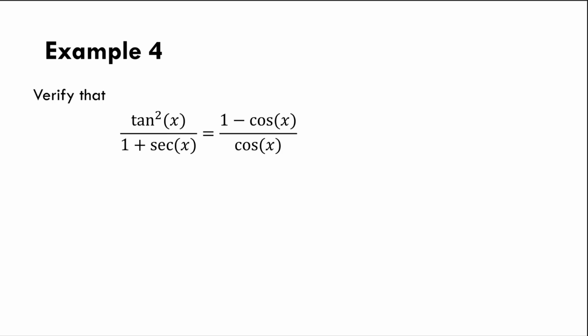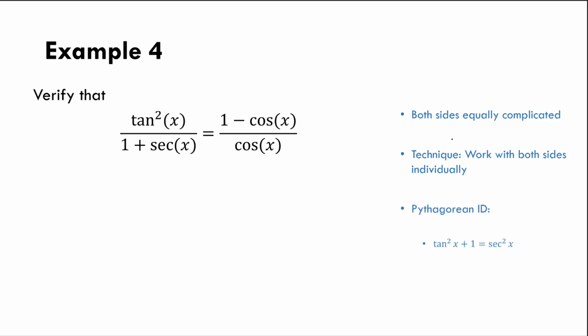Okay, so our last example here. When we have two sides of our equation that are basically equally complicated, we're going to work with both sides individually to try to simplify them. First we're going to take a look at our left-hand side, and we're going to use our Pythagorean identity. Tangent squared of x plus 1 is equal to secant squared of x. When we solve for tangent squared of x, I get secant squared x minus 1.